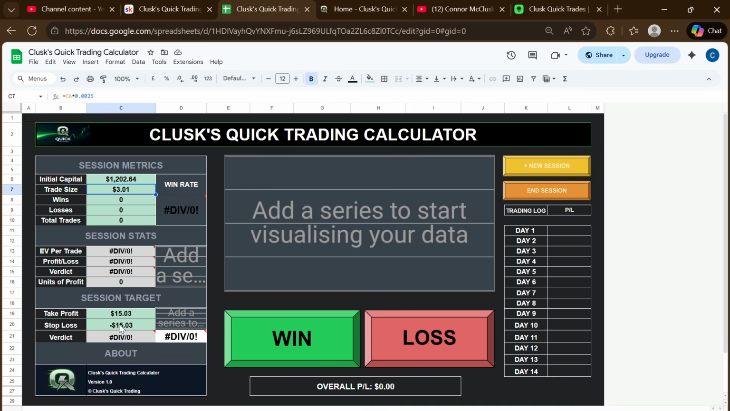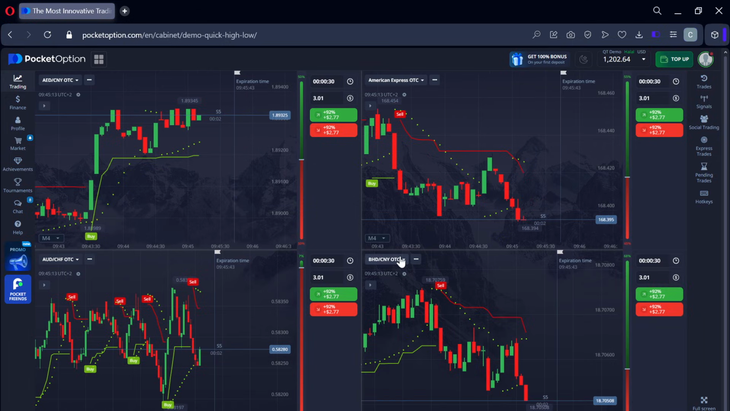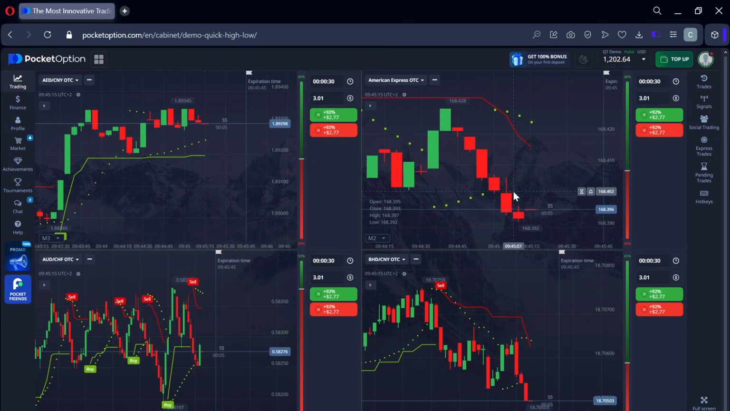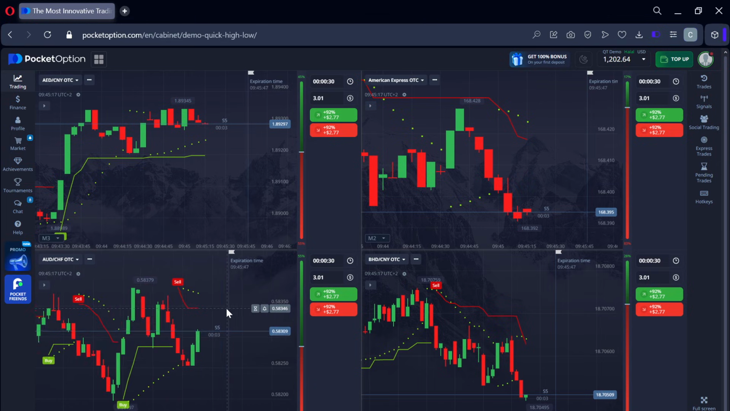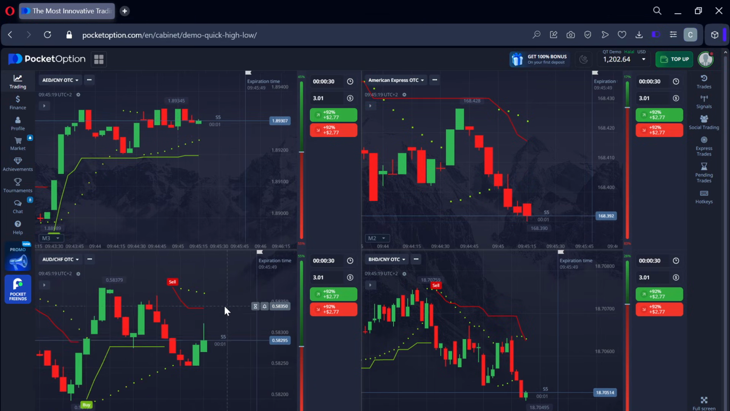We're going to be aiming for 5 units in profit, and our stop loss is going to be at -5 as well. And we're going to see exactly how this does and how good the strategy really is. So let's get into it. Let's find an opportunity here where we can take some trades.